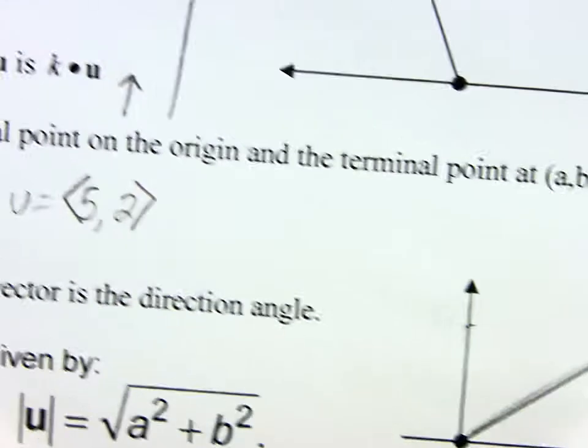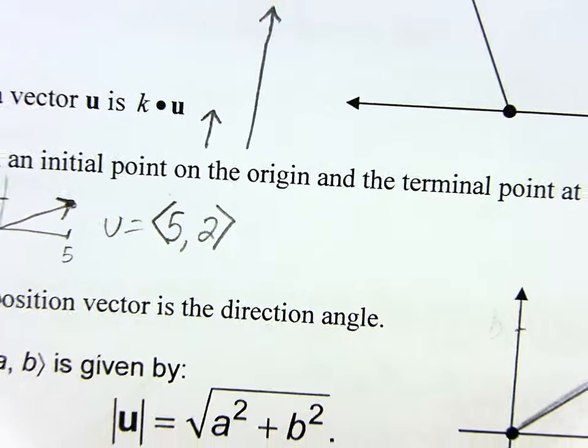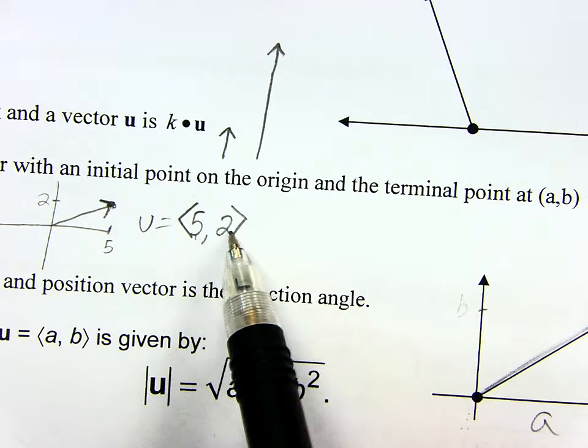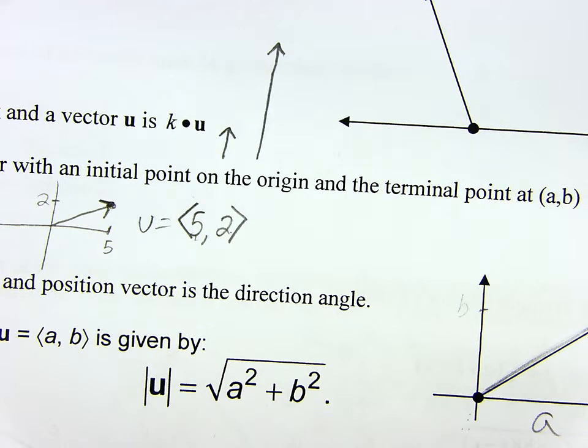So if I go back up to example one, which was 5, 2, the magnitude of this vector would just be the square root of 29, right? Because 5 squared plus 2 squared gets me 29. Sounds about right to me.